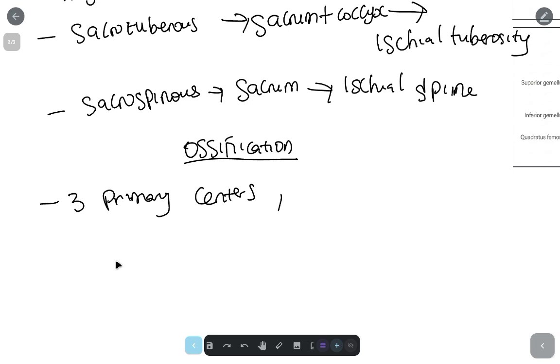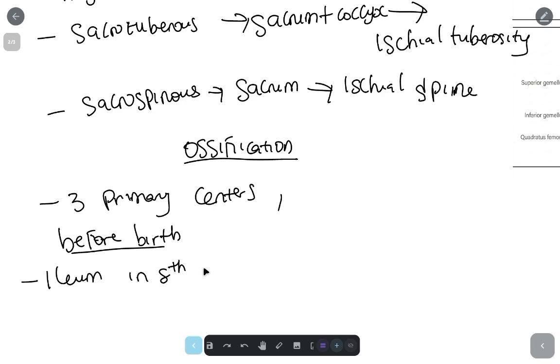In ossification, we have two types of ossification that occur in the hip bone. We have the ossification that occurs before birth and we have the ossification that occurs after birth. So what are the ossifications that occur before birth? Before birth, the first thing that happens is the ilium ossifies at the 8th week of the intrauterine life cycle, which is before birth.